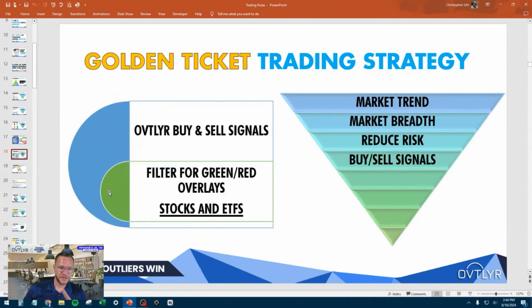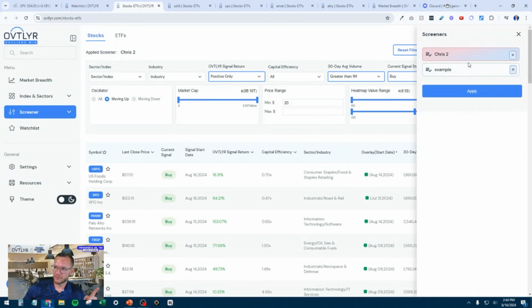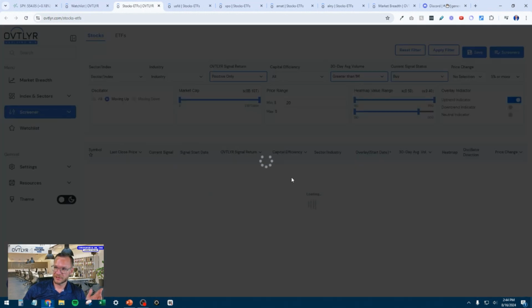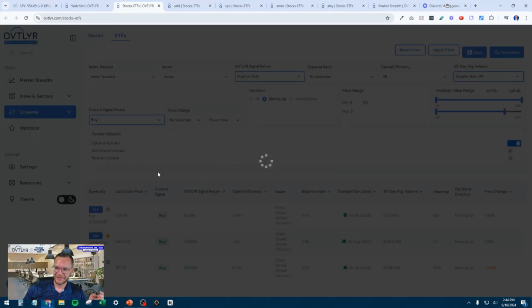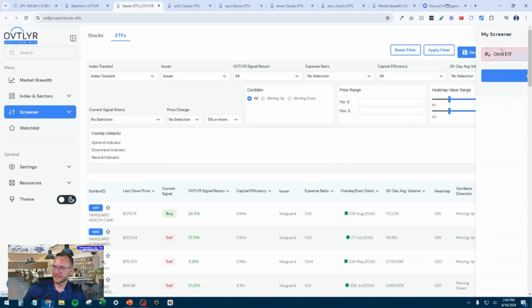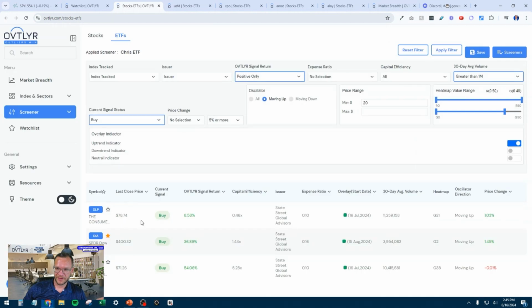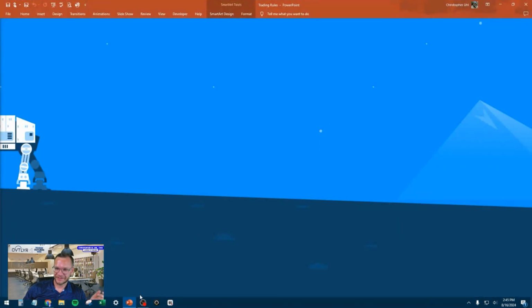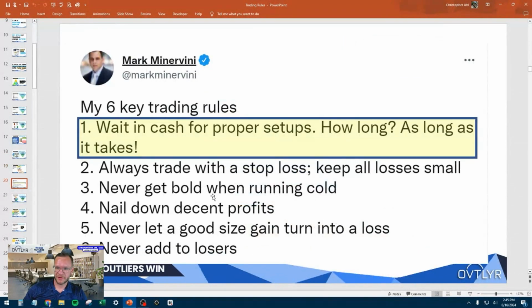Now, I do need to update this PowerPoint. There's a lot of upgrades that we have had that I don't have to do anymore, which is really cool. Now, the outlier buy and sell signals filter for green and red overlays, stocks and ETFs. Now, I can just roll up into the scanner, hit my screener, whatever one I want to use, right? I'll use Chris2, for example, apply the filter. And then there's my list. And I can go to ETFs and I can get those guys. Screener, Chris ETF, apply. And then we've got three. Isn't that cool? Now, this is for SPY and QQQ, which I'm not ready to trade on today.